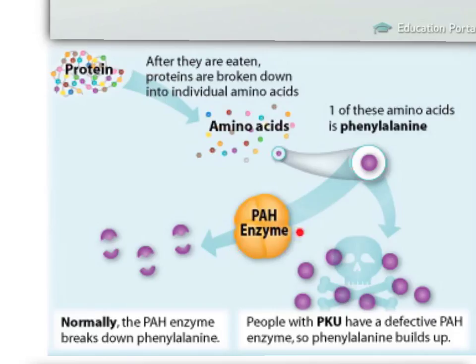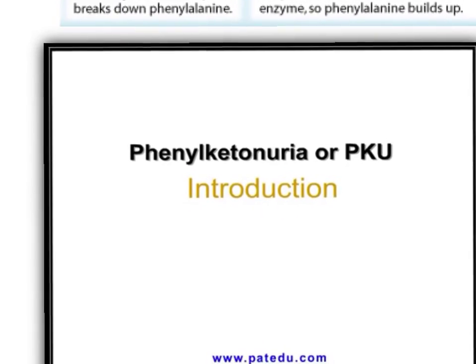If the enzyme doesn't work, as it doesn't with sufferers of PKU, the phenylalanine accumulates in cells and eventually in the bloodstream, and it has toxic effects on the development of nervous tissue. And again, I can show you a little animation below here of the effect of PKU.